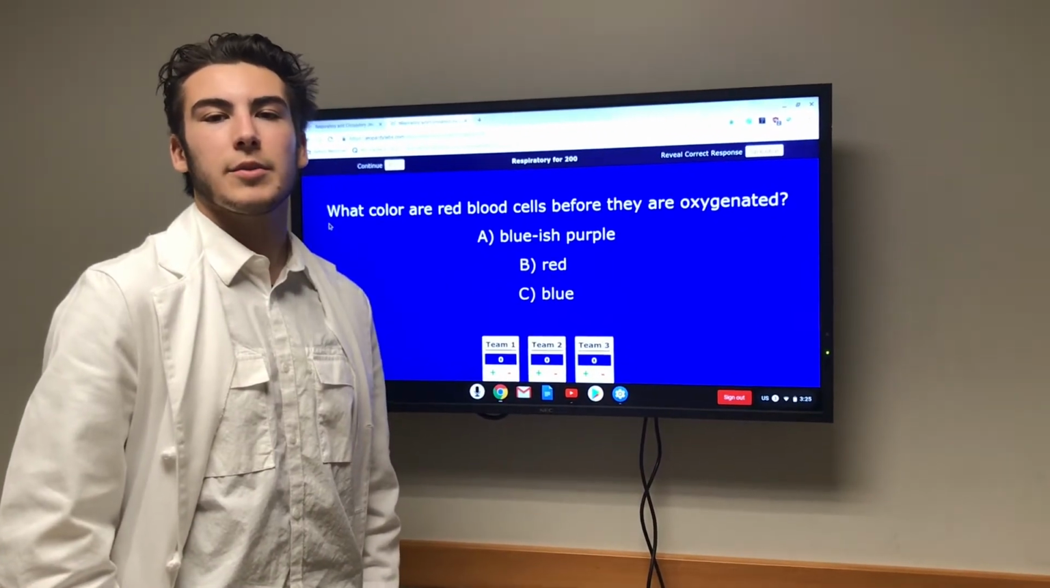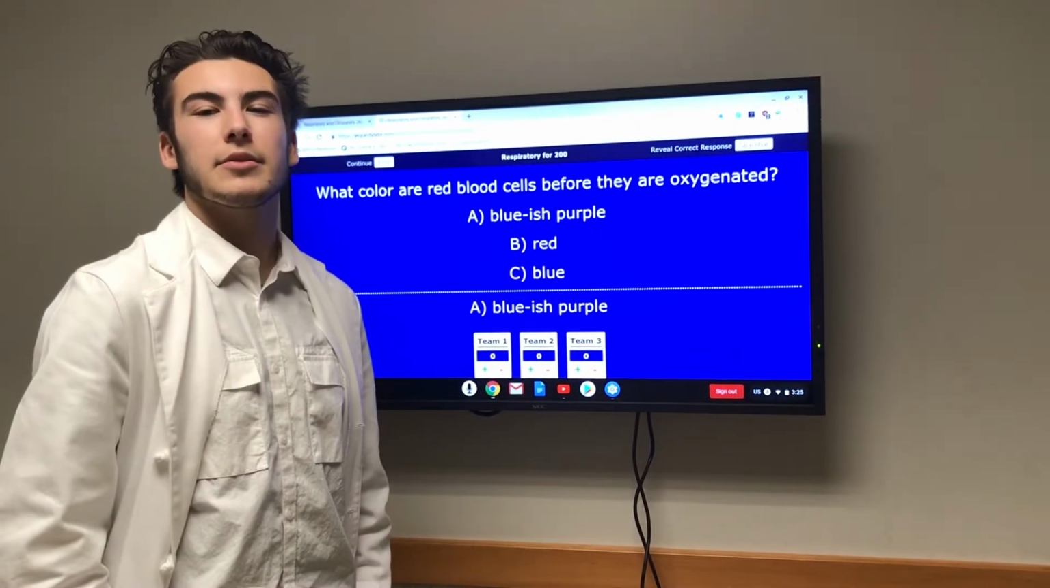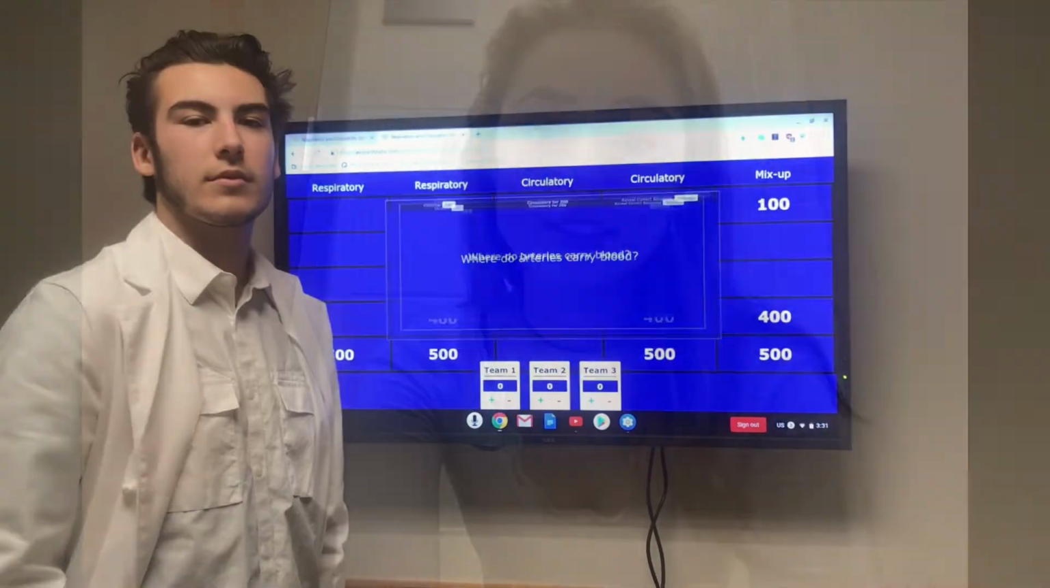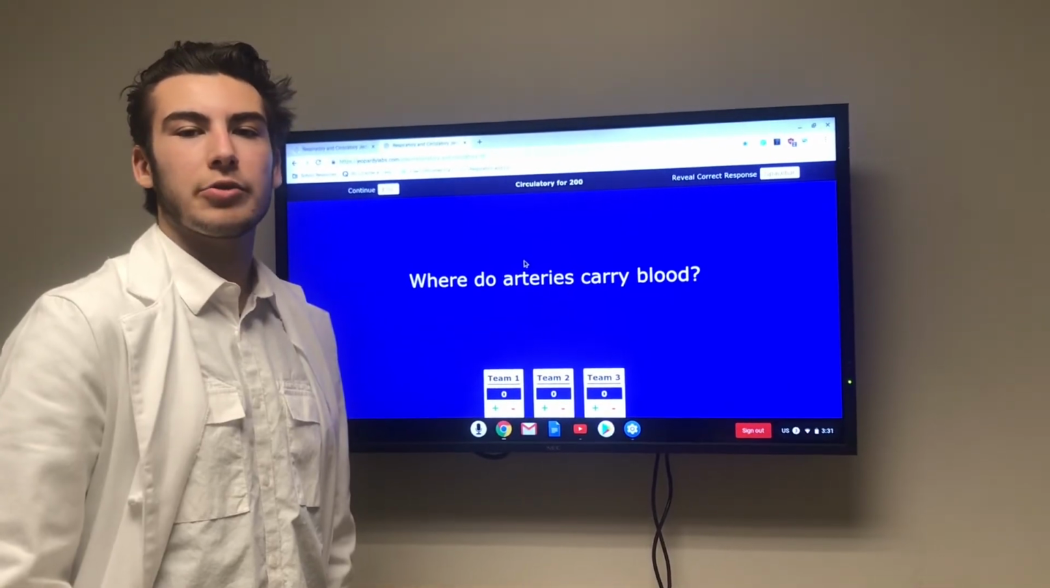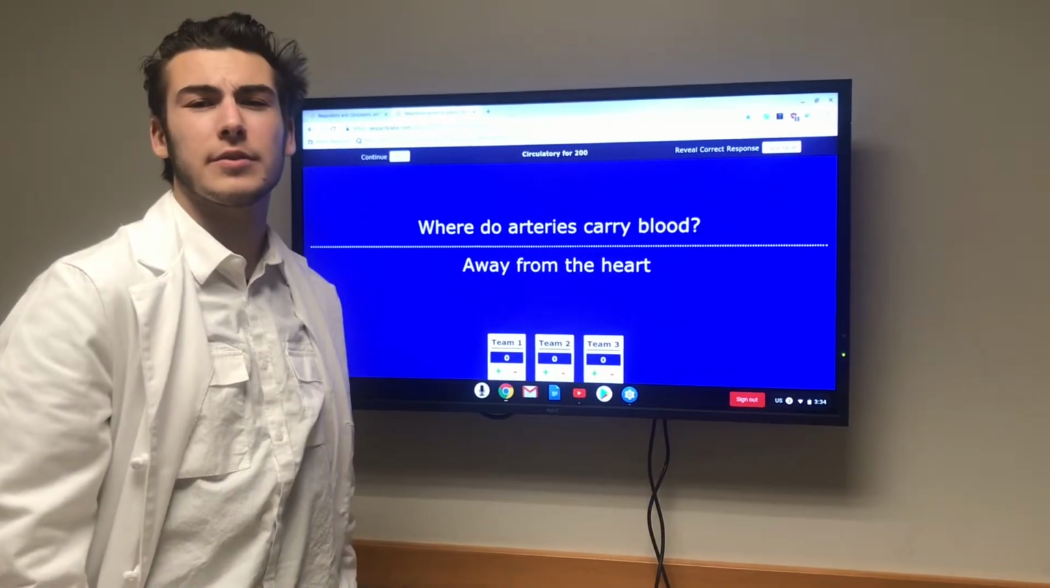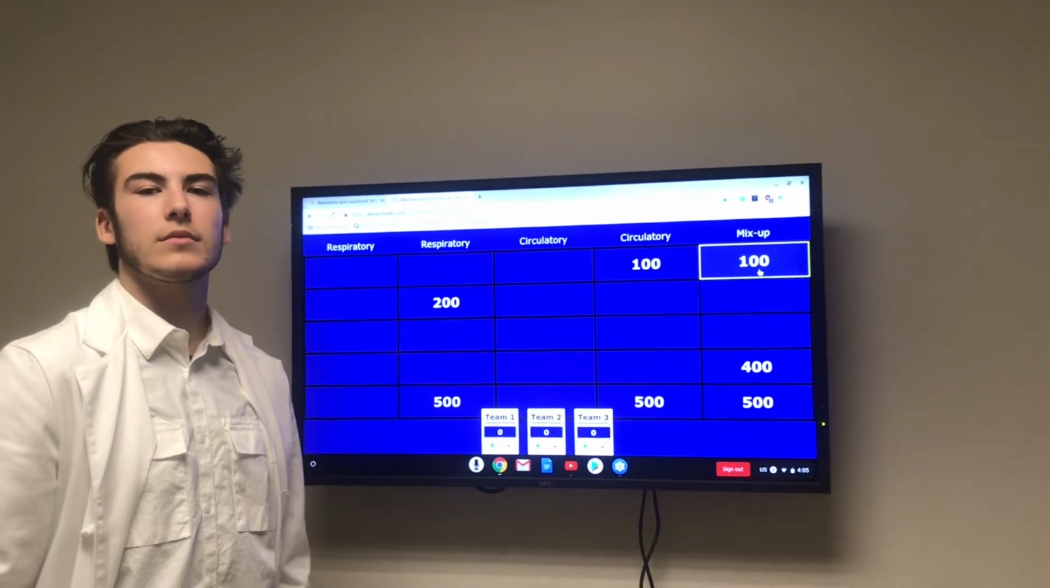What color are red blood cells before they are oxygenated? Oh, well, my veins are bluish purple, so what is bluish purple? The correct answer is bluish purple. I'll take circulatory for 200. Where do arteries carry blood? What is arteries pump blood away from the heart? Correct, away from the heart. Okie dokie, let's mix it up for 100.